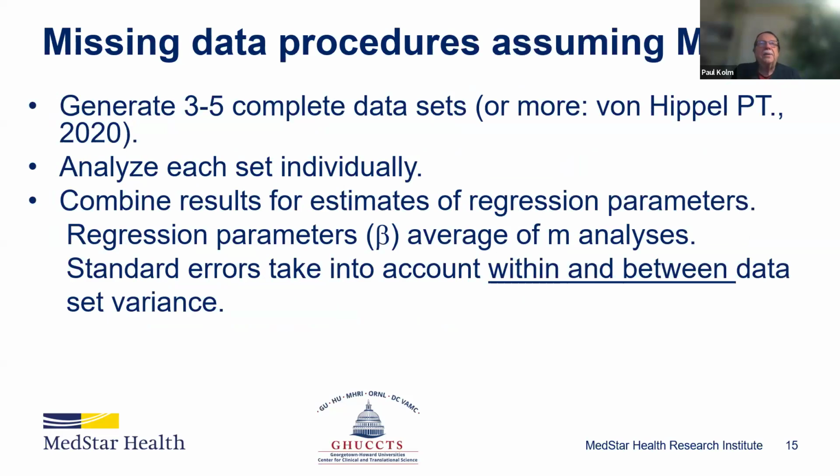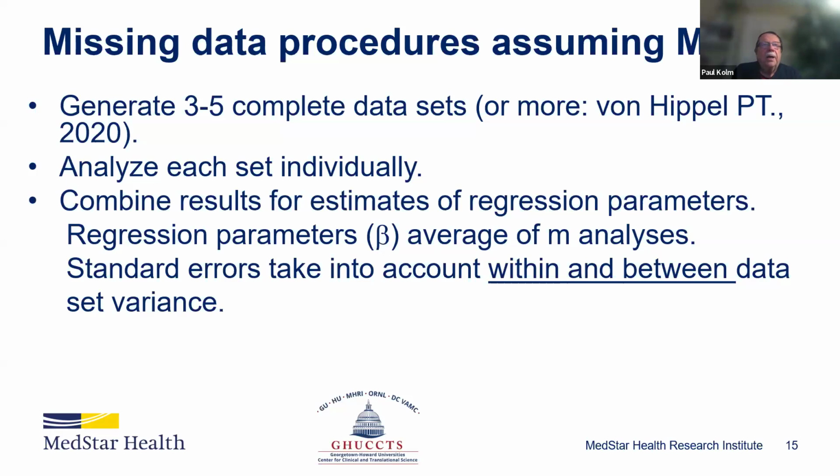In a lot of cases, that's enough, but more recently, it's been shown that in some cases you need a lot more than 5 complete data sets, and I have a reference there on that. There's been a fair amount of research that's shown that in some cases, depending on your pattern of missing and how much data is missing, you need a lot more than 5 complete data sets.